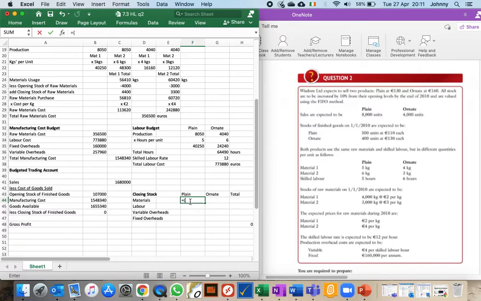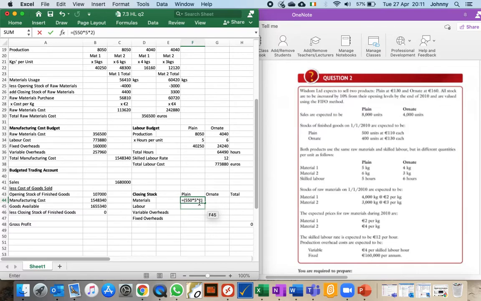So we're going to have 550, because that's the amount of closing stock, multiplied by, we have 5 kilo of material 1 and 6 kilo of material 2. Okay, so we'll deal with material 1 first. So 550 times 5, multiplied by how much does material 1 cost? And down here it says times 2. Material 1 costs €2 per kilo. So that's the cost of material 1 that goes into plain.